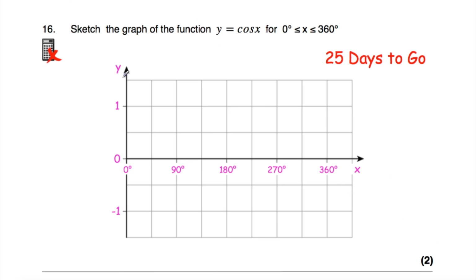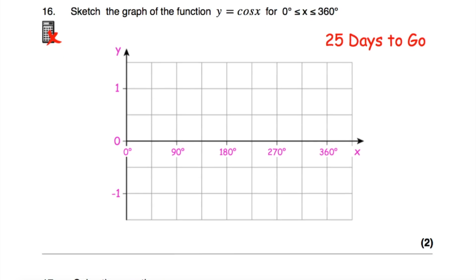Question number 16. Okay, question number 16 is on trig graphs, and we covered that with 25 days to go. So we've been asked to sketch the graph of y equals cos x for x bigger than or equal to 0 degrees and less than or equal to 360 degrees. So in other words, from here to here. So in terms of the cos graph, if you've watched this video, you may have jotted down what it looks like. It's important to know what it looks like. So my hint for you is the cos of 0 is equal to 1. So it's going to start here, and then I want you to think what it would look like.